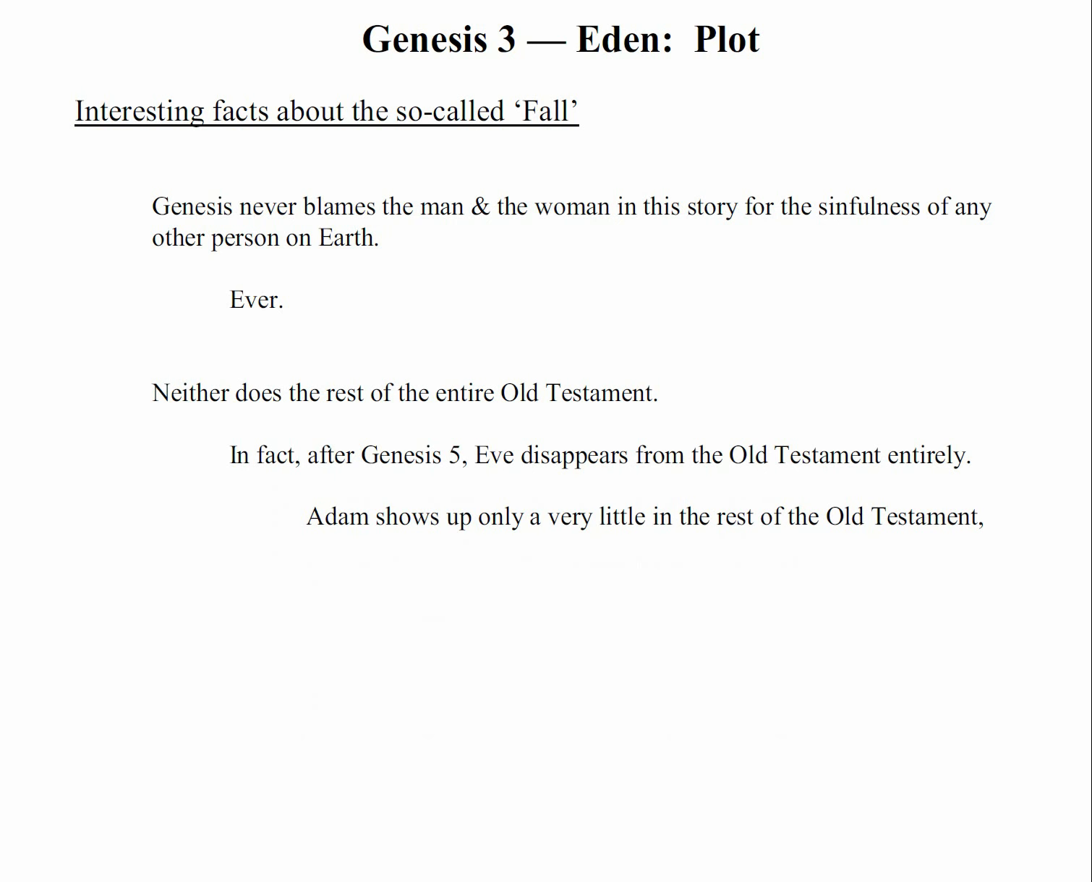Adam shows up only a handful of times in the rest of the Old Testament, but some of those times, our translations say Adam with a capital A, but add a footnote, this could also be translated mankind. Other times, the word Adam with a capital A refers to a place name. And it's only a couple of times that it might be Adam as in the character of this story, but never as the source of our sin. It just doesn't happen.